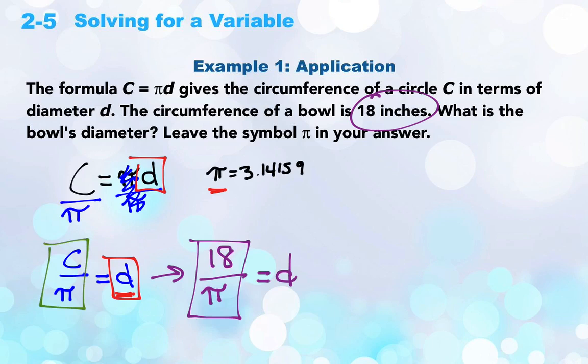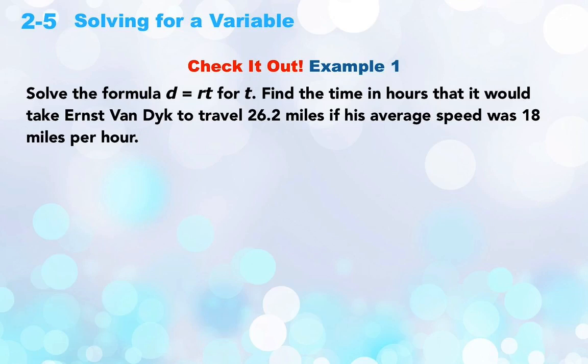Let's take a look at another example. This one, again, the formula D equals R times T, distance equals the rate times the time that you're traveling. Find the time in hours that it would take Ernest Van Dyke, whoever that is, to travel 26.2 miles, the length of a marathon, if his average speed was 18 miles per hour. So he's either riding a bike really fast or he's running super fast.